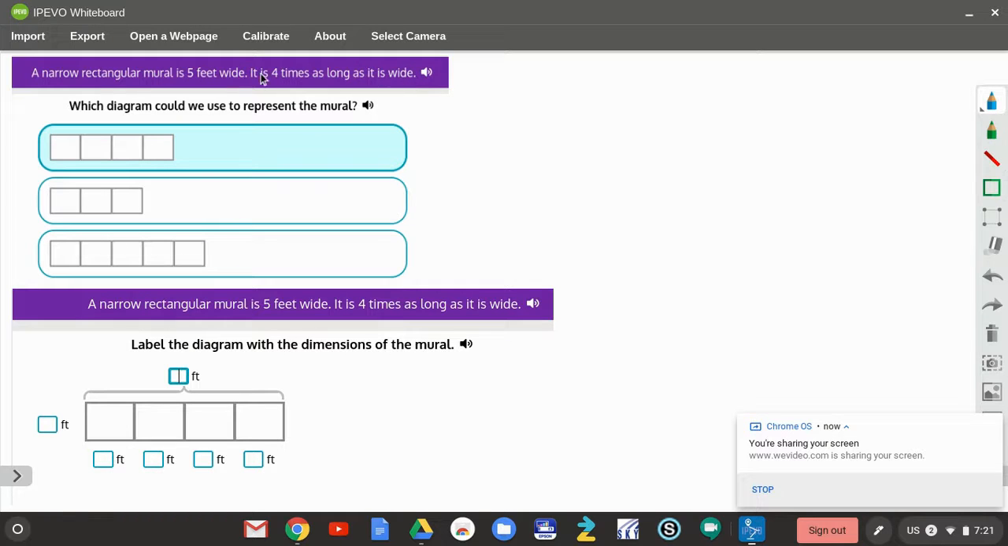Zern intermixes the terms width and length in this case. In this case, that is the width. This is the length. All right. So right, it's 5 feet wide. It's 4 times as long as it's wide.